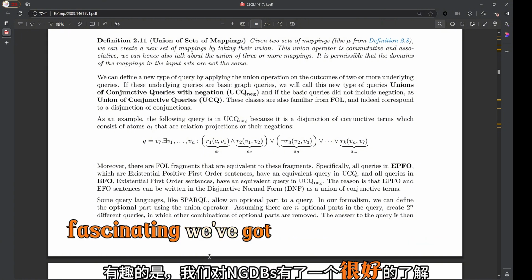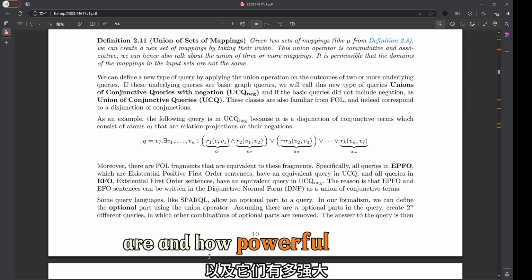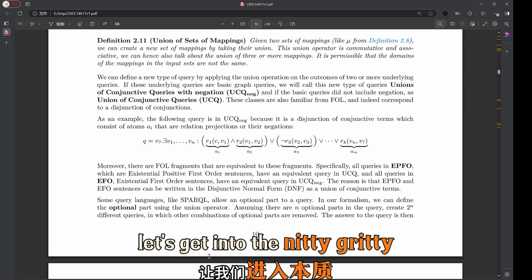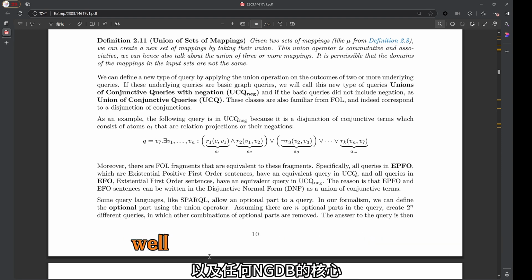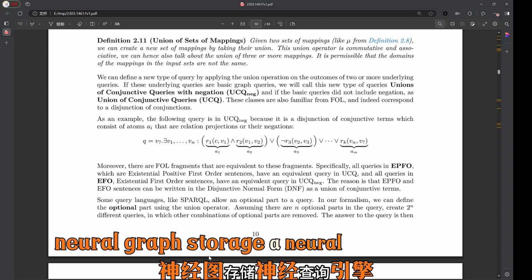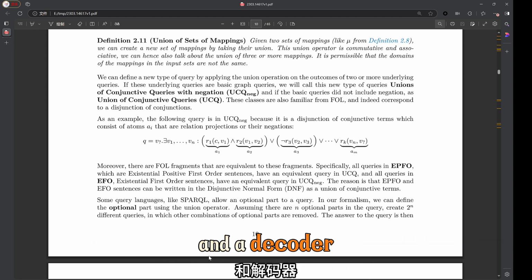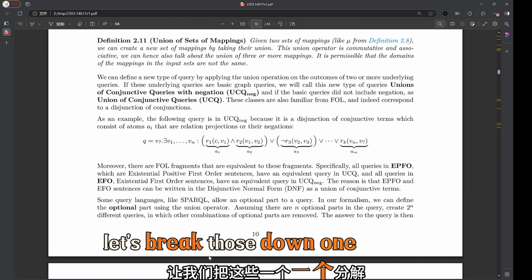Fascinating. We've got a good idea of what NGDBs are and how powerful they are. Let's get into the nitty-gritty. How do they actually work? Well, at the core of any NGDB, there are three main components: neural graph storage, a neural query engine, and a decoder. Those sound pretty technical. Let's break those down one by one.